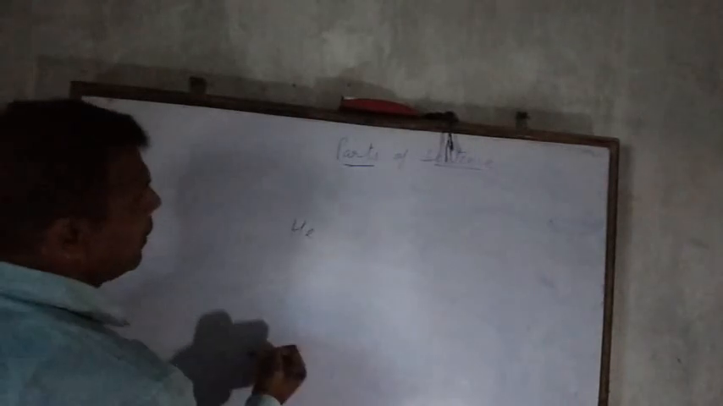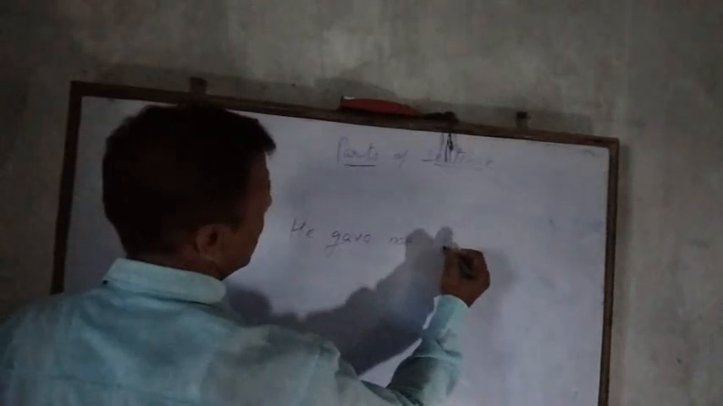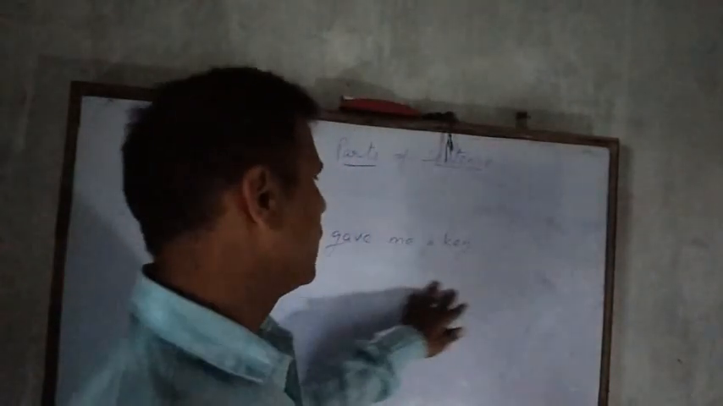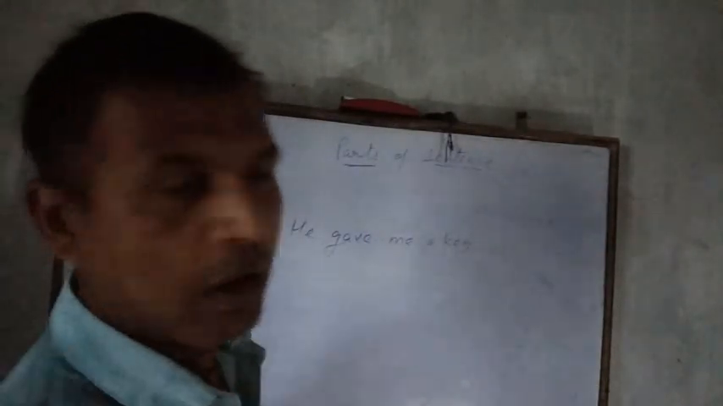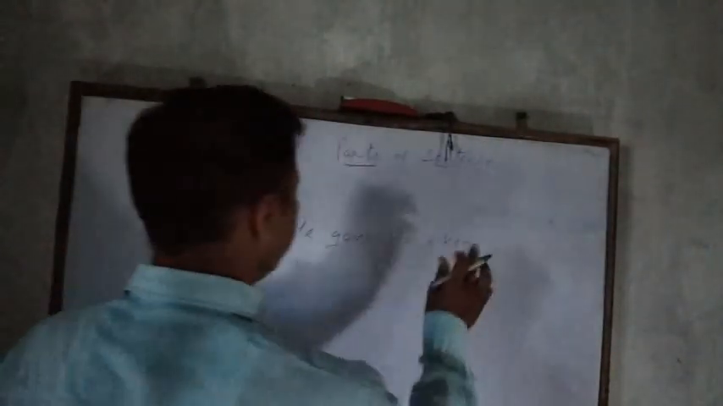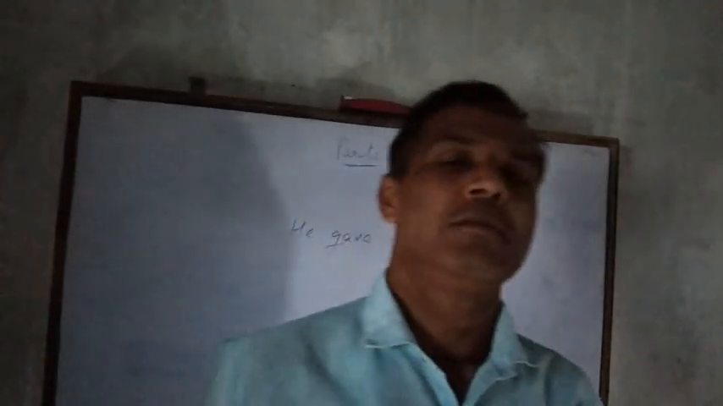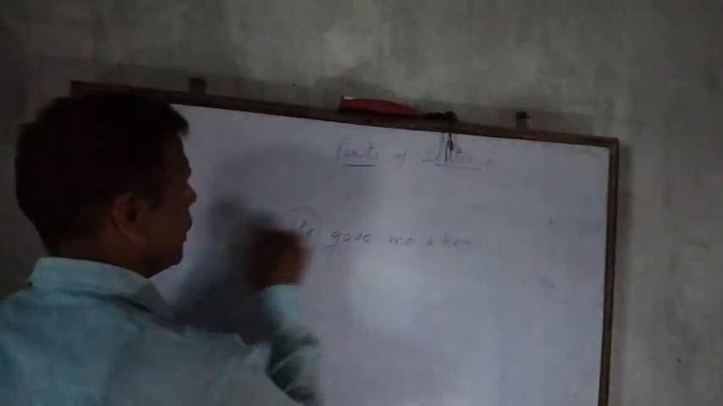For example, he gave me a key. He gave me a key. Students, here we can see this is a meaningful sentence. Whom are we discussing about here? We are discussing here about he.